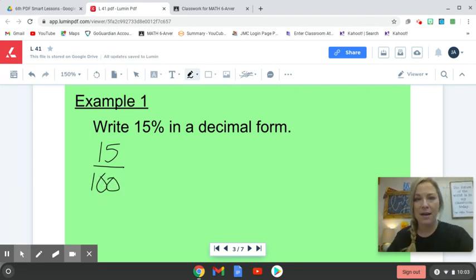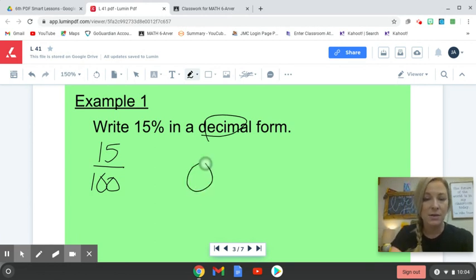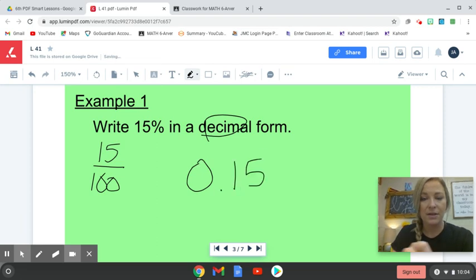And from there, if I can read this setup, if I can read this fraction, I can write it as a decimal very easily, which is what they're asking us to do, decimal form. 15 out of 100 is read as 15 hundredths. Well, hundredths is a decimal place, 2 places past the decimal, so it needs to look like this, 15 hundredths.